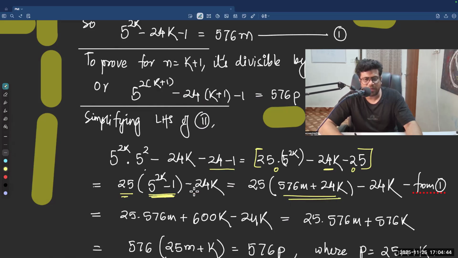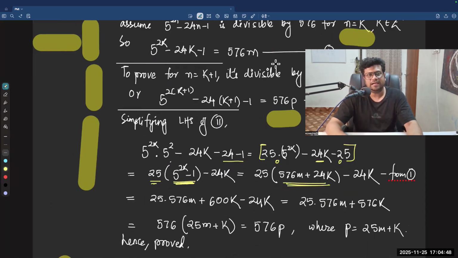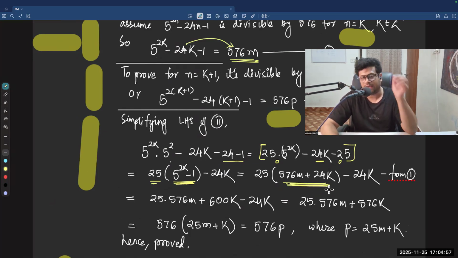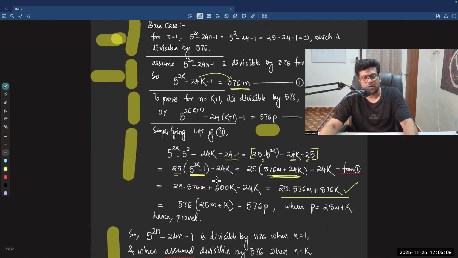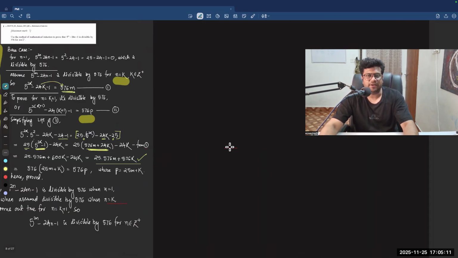5 to the power of 2k minus 1 is going to be 576m plus 24k. That comes from your inductive step. 5 to the power of 2k minus 1 is 576m plus 24k, so I replace it with that. And now when I expand, I come to a very nice 25 into 576m plus 576k. And again, the whole thing is a multiple of 576. So again, same stuff. Okay, so that was divisibility.